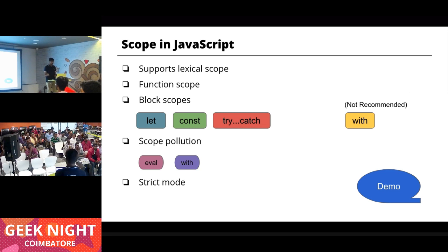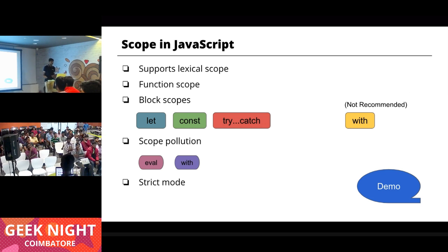Okay, after ES6, we have a new kind of scope which is called block scope, which is done for both let and const. Whenever you're using let or const for declaring your variables, it will create a block scope. For example, if you are declaring a variable inside your if condition, it will create a scope only for that block alone. So this is normal for ES6, right?